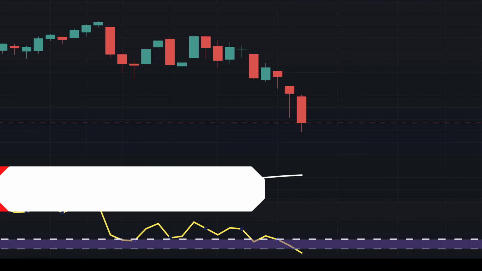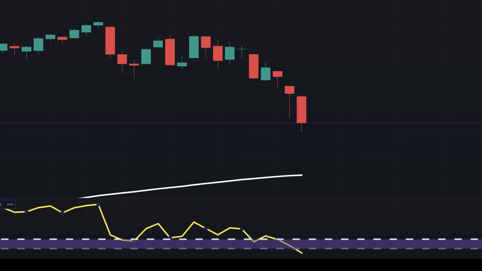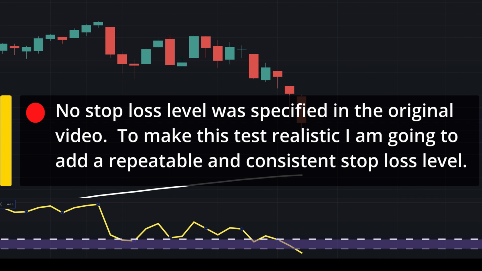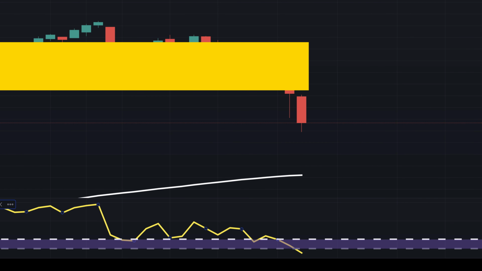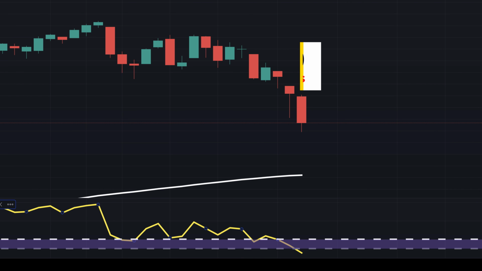Let's go over entry criteria and review some examples. As always, system rules and details are listed in the description below. A quick note, the system as described in the video specifies no stop loss level, and thus no way to exit a losing trade. In order to make this test realistic, I am going to specify a repeatable stop loss level. This chart is the S&P 500 Index daily candles.